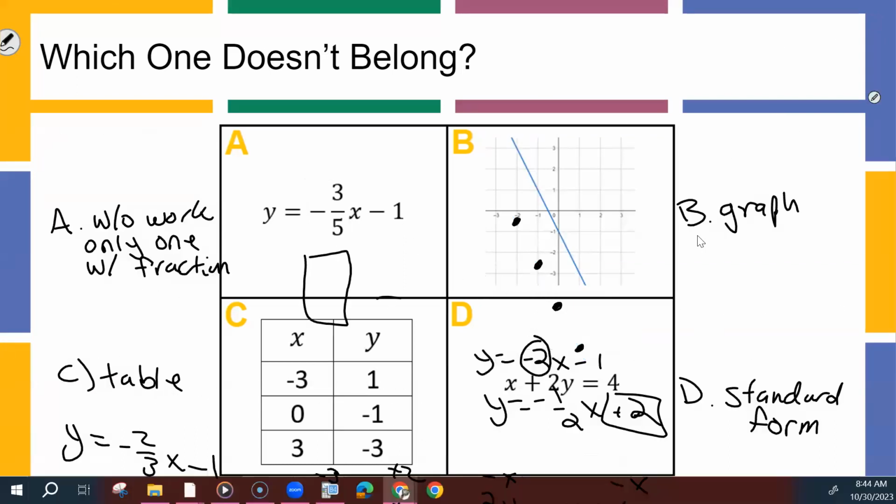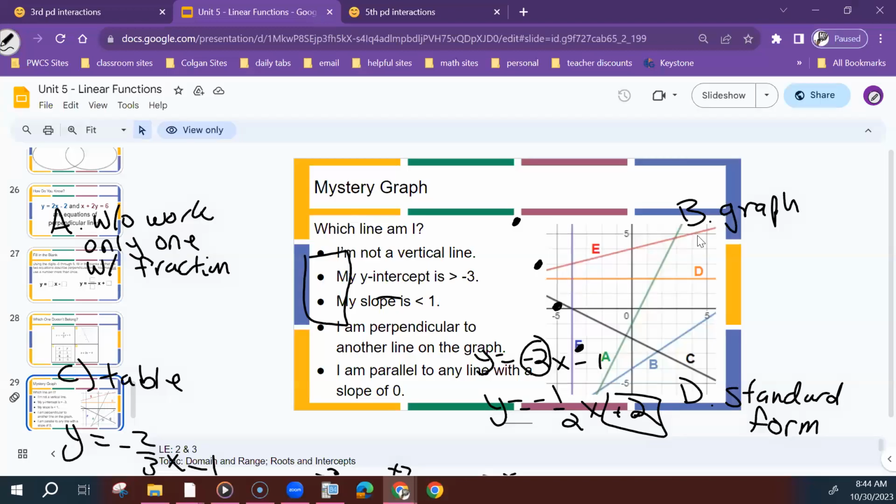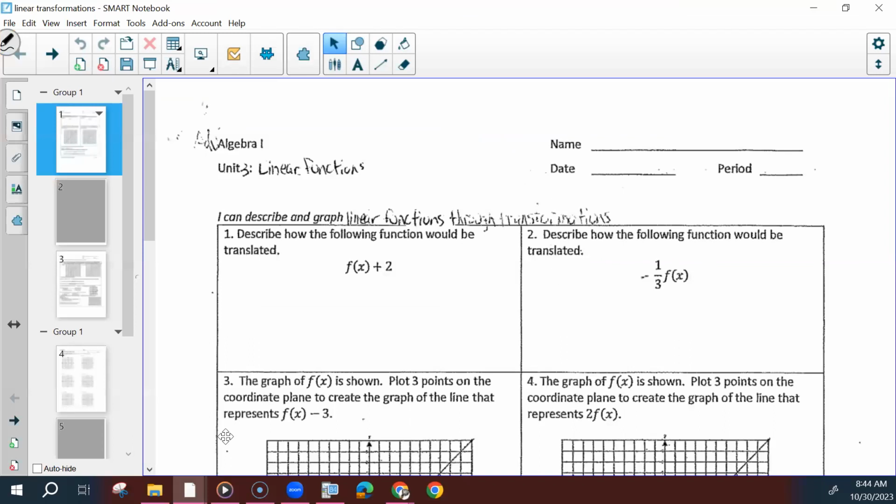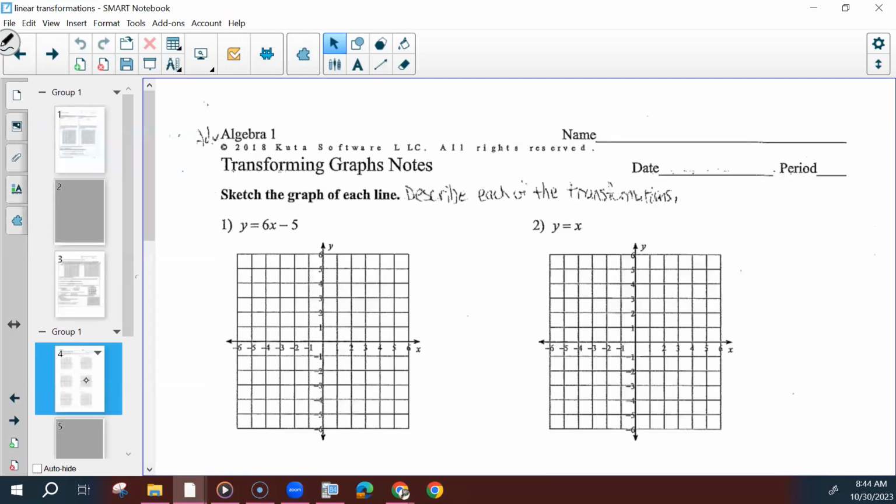There we go. We finished the first two pages, right? We're gonna go on to this page. Does anyone need another one of those?